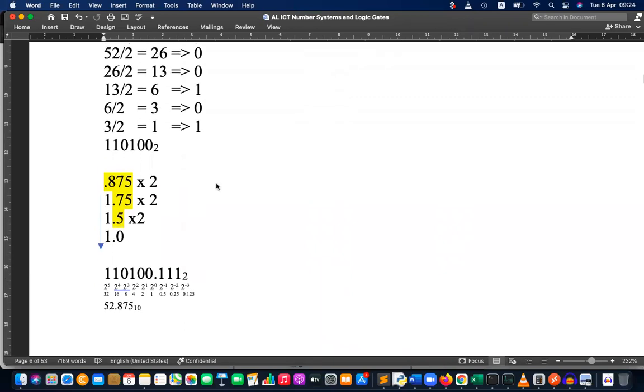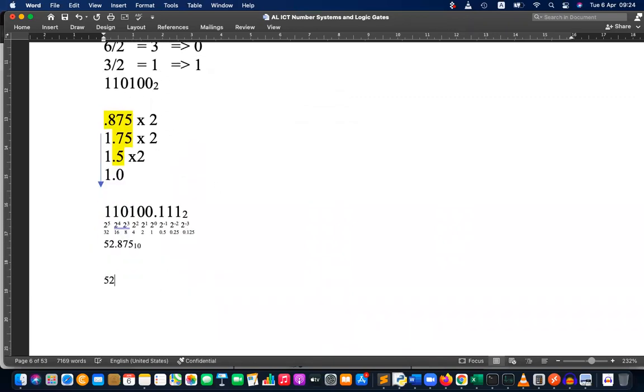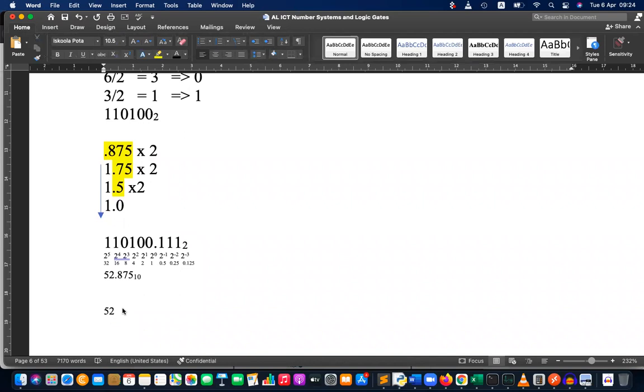So that means you have to divide the numbers. For example, 52, let's divide by 8 and you will get the octal. How many 8s are there? 52 divided by 8: 6 times 8 is 48, and the remainder will be 4. Then 6 divided by 8 is 0 remainder 6. So the integer part is 64. And then the decimal point, 0.875.